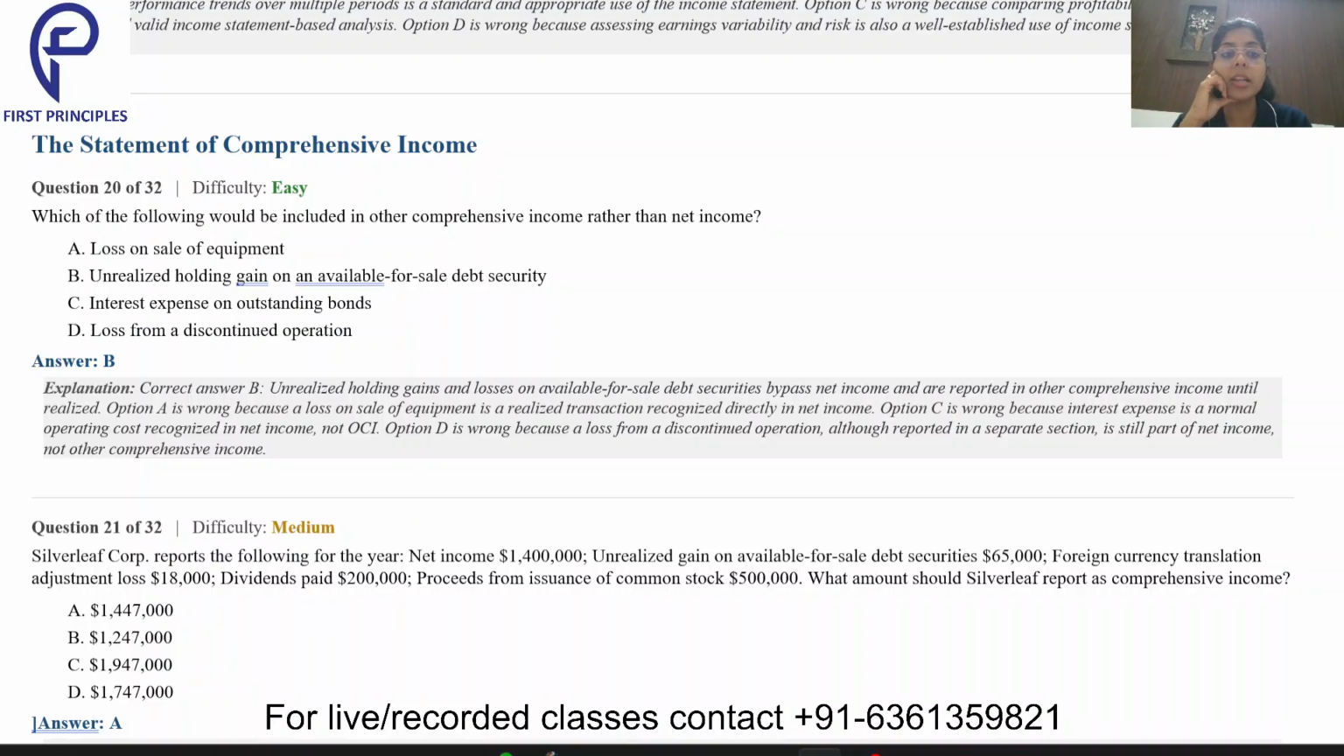Option B, unrealized holding gain on available for sale debt securities. Where do we record unrealized gains and losses? Obviously in other comprehensive income, on the statement of comprehensive income. So option B is the correct answer. Option C, interest expense on outstanding bonds. Where do we record this? Again, on the income statement on the debit side. Then option D, loss from discontinued operation. Where do we record this? We record this on our income statement. So option B is the correct answer, because the rest of the options are recorded on the income statement.